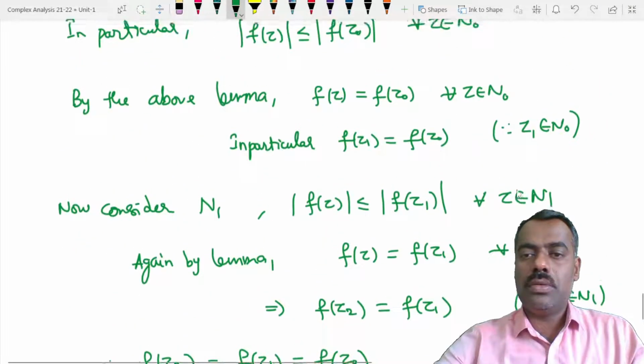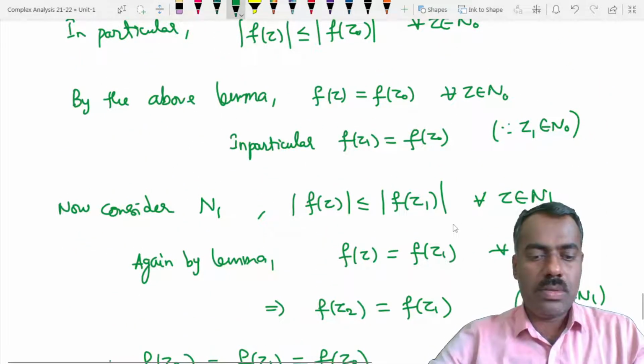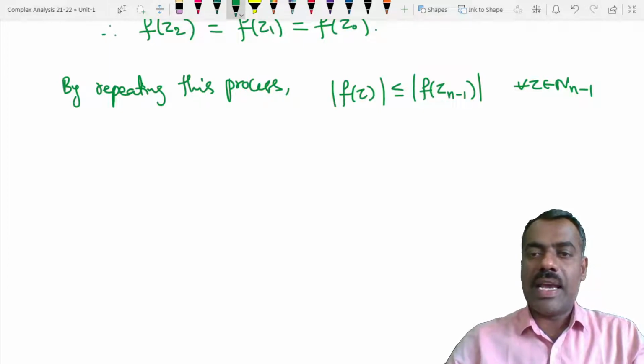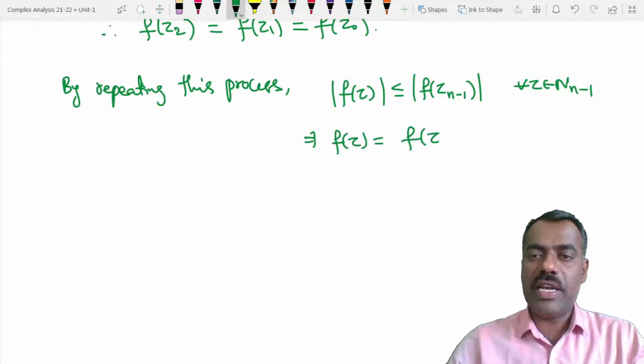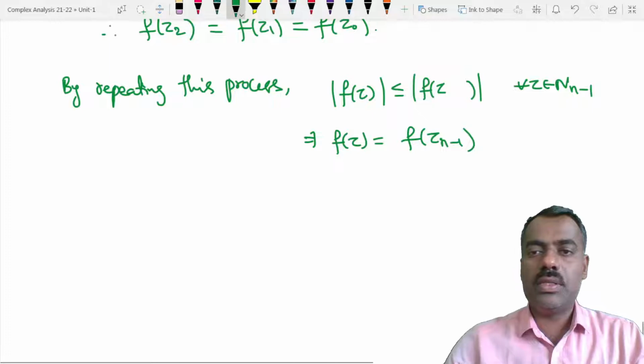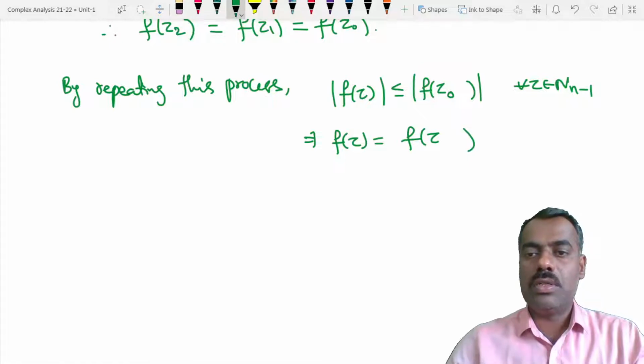This is true for all z belonging to the n minus 1 region. But again, as z n belongs to this one, this implies we get that f of z is equal to f of z n minus 1. Sorry, here it is z naught. So f of z is equal to f of z naught for all z belonging to the n minus 1 region.